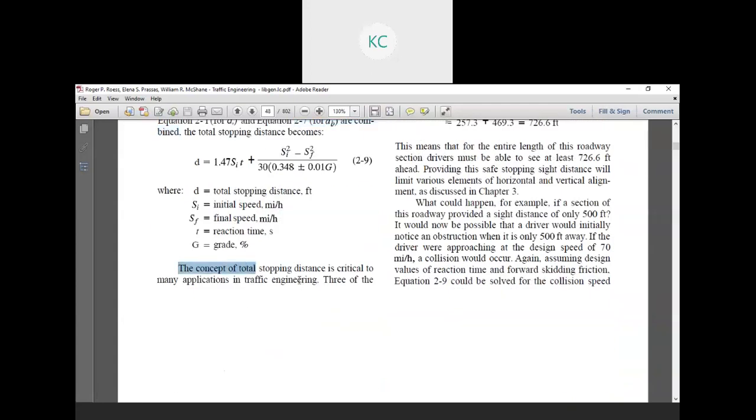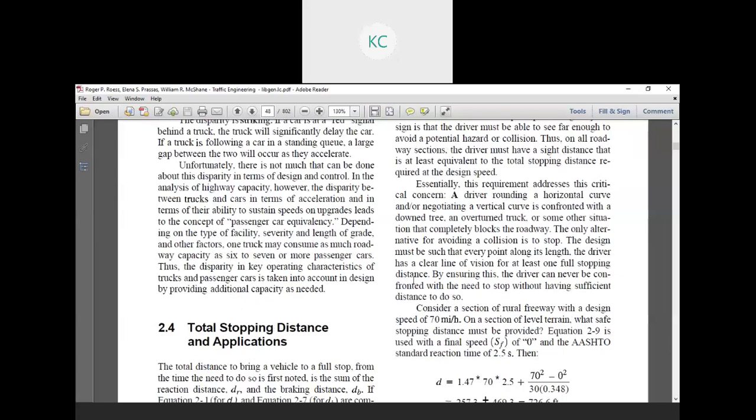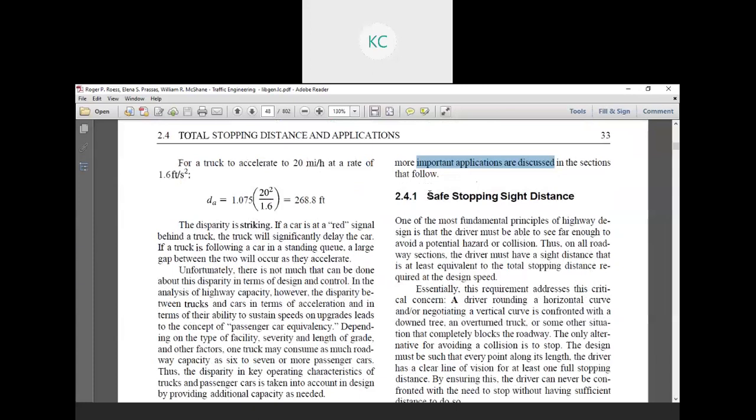The concept of total stopping distance is critical to many applications in traffic engineering. Three of the more important applications are discussed. The first is safe stopping sight distance. One of the most fundamental principles of highway design is that the driver must be able to see far enough to avoid a potential hazard or collision. Thus, on a roadway section, the driver must have a sight distance at least equivalent to the total stopping distance required at the design speed. So safe stopping sight distance depends on the design vehicle as well as the design speed.